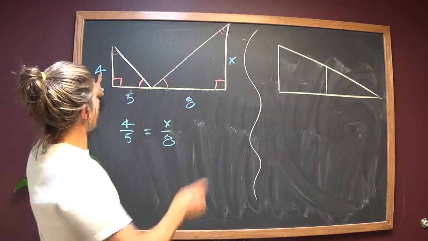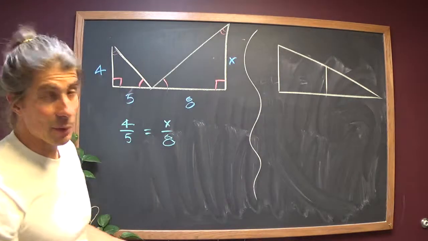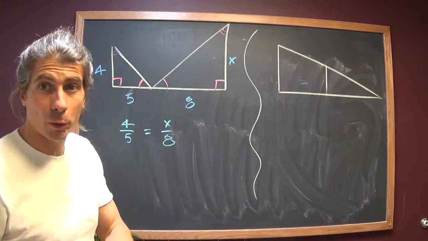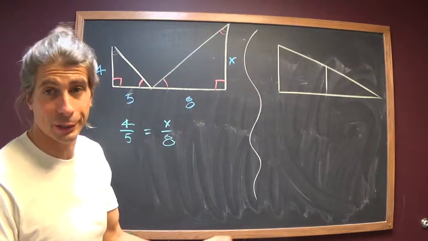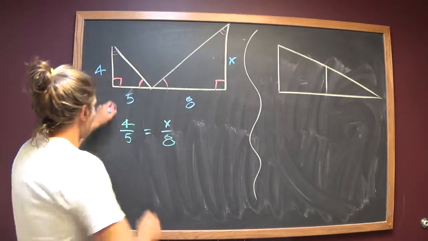Some people might write 4 is to X as 5 is to 8. That's the same equation, just in slightly different form. It can be reduced to the same equation, therefore it's essentially the same equation. So we'll just go ahead and solve this one.